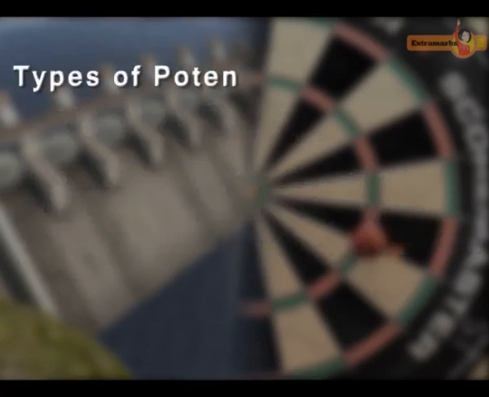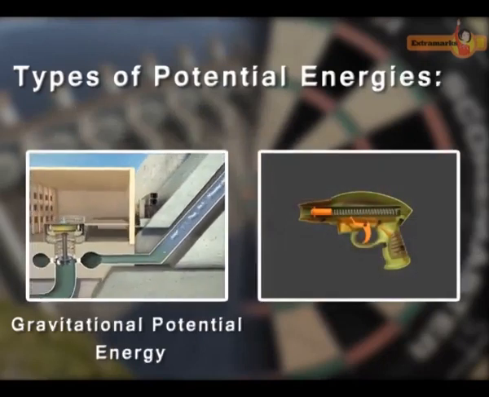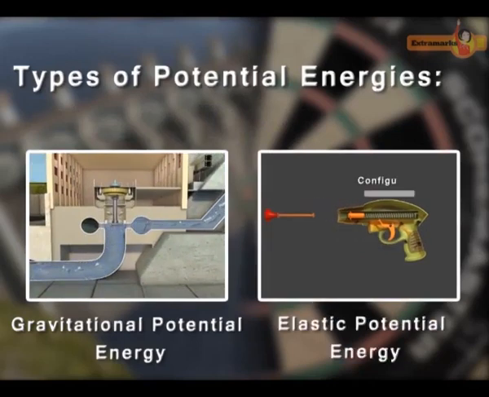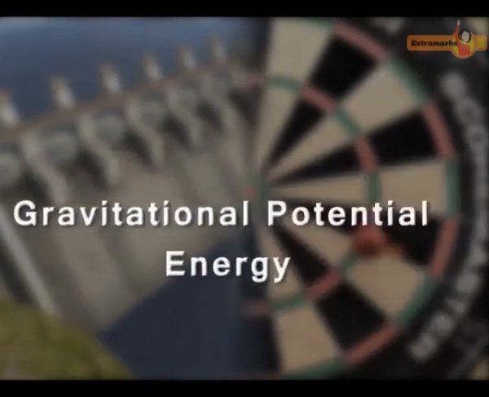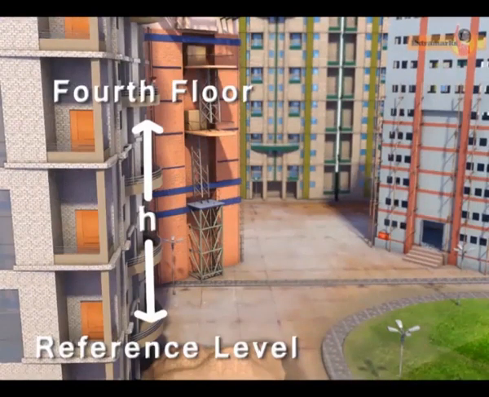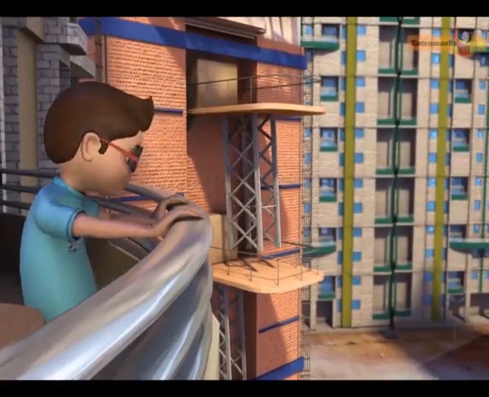Two types of potential energy are gravitational potential energy and elastic potential energy. Gravitational potential energy is the energy possessed by an object by virtue of its height from the reference level. Let us study about it.